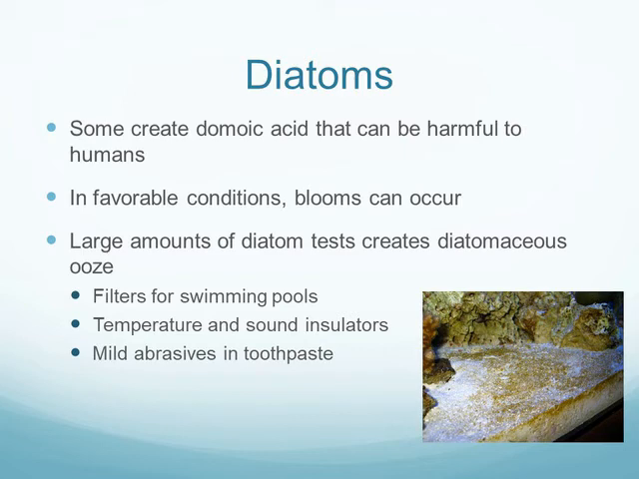And this material is basically just their shells. And this material is made out of silica, remember, and so it's really good at filtering out pool water. So it filters out any bacteria or viruses or debris that is found within pools. You can use it for temperature and sound insulators, and you can use it as a mild adhesive in toothpaste. But diatomaceous earth is also used in pest control as well. So if you have those nasty little ants outside, you can circle around your house with diatomaceous earth, and that will get rid of them.